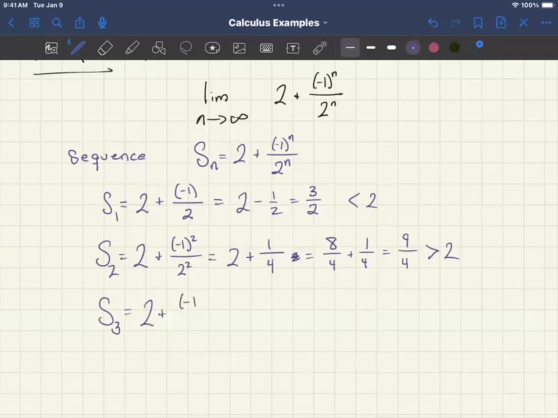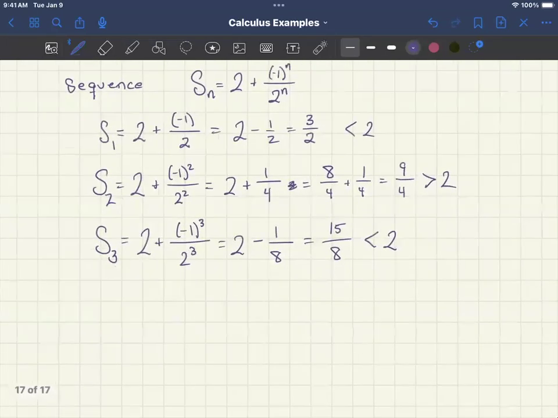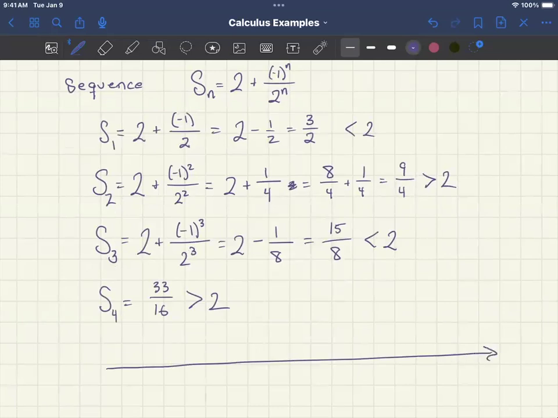So now we get 2 plus negative 1 cubed over 2 cubed. So now negative 1 cubed is a negative. So we're subtracting now, and 2 cubed is 8. And if we do the math there, and I'm just going to do that quickly, it's going to give us 15/8, and we are again less than 2. So because there's that negative sign, if we went through and did S4, we get something that is bigger than 2. We're actually flipping back and forth along the number line of 2.